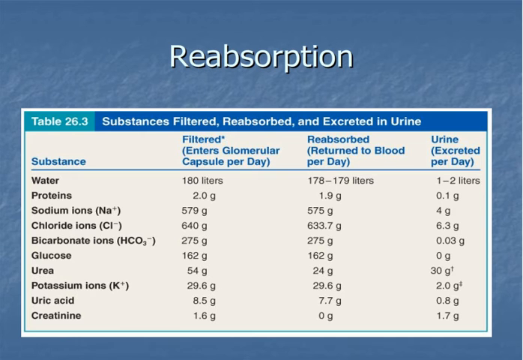Now let's take a look at some things that aren't reabsorbed as much. Look at urea. We filter about 54 grams per day and reabsorb about half of that. You can almost think of that reabsorption as being inadvertent. We don't want a lot of urea in the body, and so we will actually have about 30 grams of urea ending up in the urine.